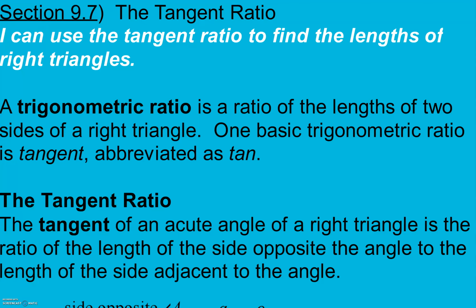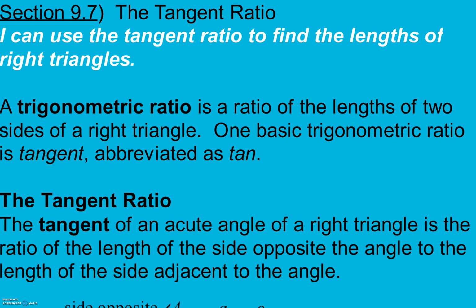Section 9.7 is the tangent ratio. I can use the tangent ratio to find the lengths of right triangles. A trigonometric ratio is the ratio of the lengths of two sides of a right triangle. One basic trig ratio is tangent, which we abbreviate as tan.